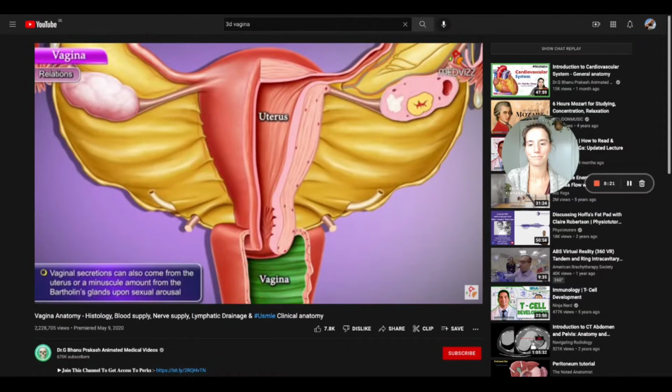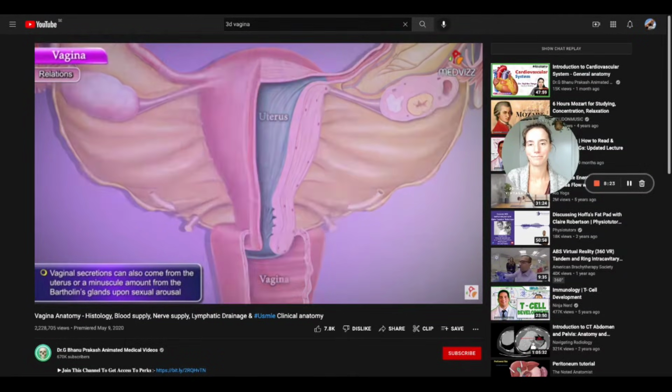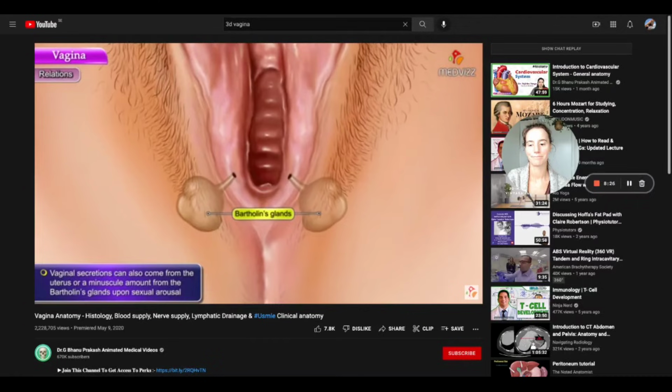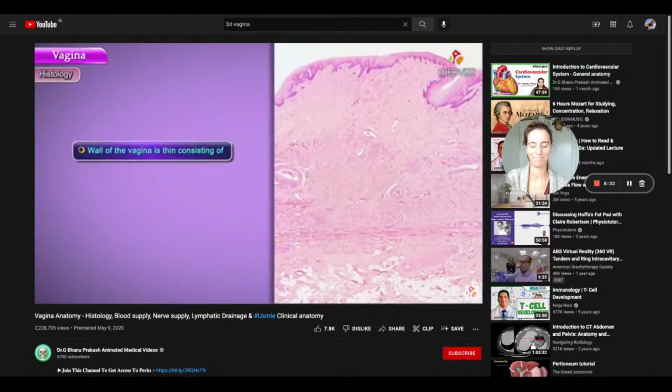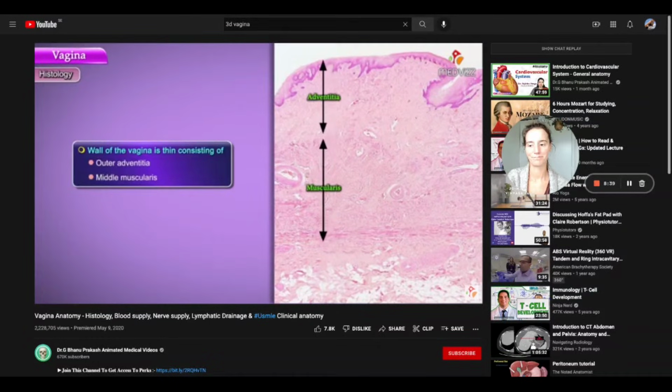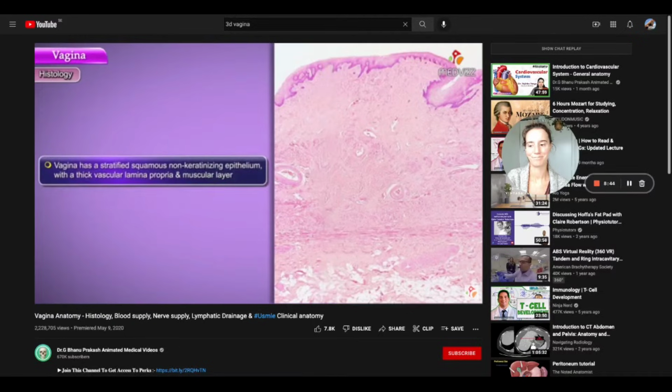Vaginal secretions can also come from the uterus or a minuscule amount from the Bartholin's glands upon sexual arousal. The wall of the vagina is thin, consisting of an outer adventitia, middle muscularis, and inner mucosa. Histologically, the vagina has a stratified squamous, non-keratinizing epithelium with a thick and vascular lamina propria and a muscular layer.